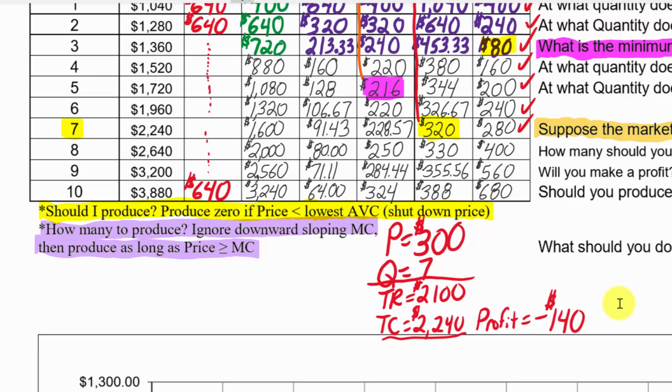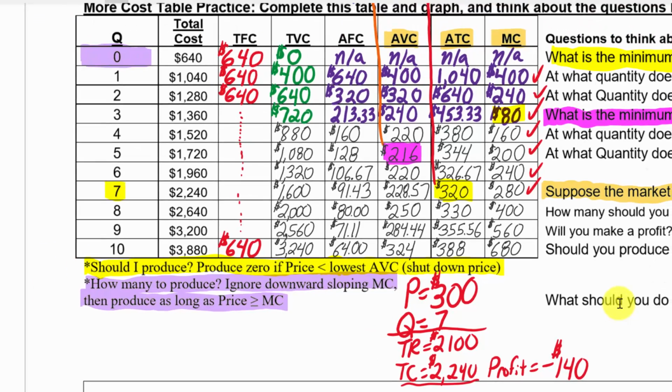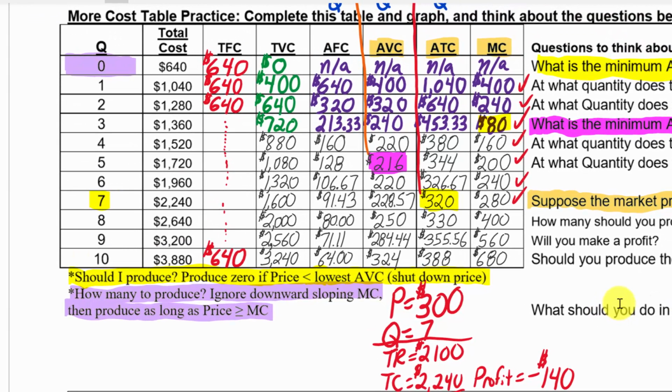Well, that kind of stinks. Now, it doesn't stink as bad as our other alternative today, which is to lose $640, right? We have these contracts to pay for these fixed costs, and there's nothing we can do about them. So today, if the price was $300, we have two choices. Come into work, produce, and lose $140, or shut down and produce zero and lose $640. I'll take losing $140 any day if that's my best alternative.